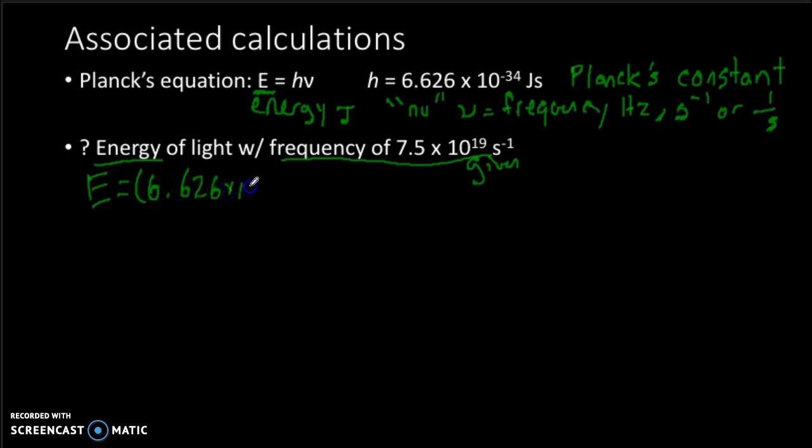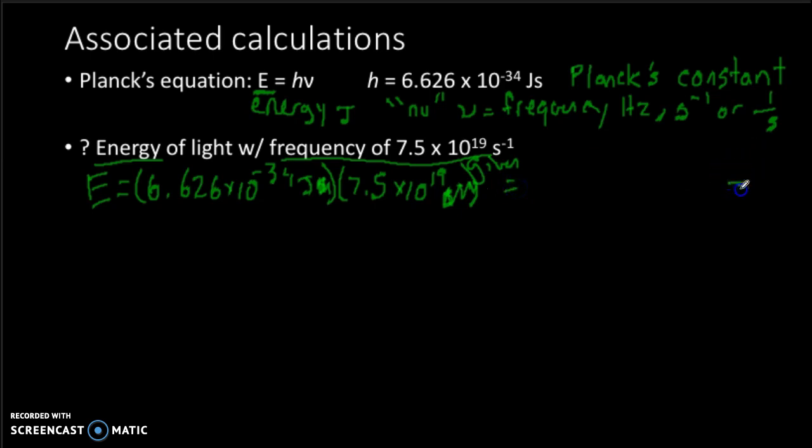Well, H is 6.626 times 10 to the -34th joules times seconds, times my frequency, my nu. So that's 7.5 times 10 to the +19th, s to the -1. Okay, so I've got s to the -1, so that's an inverse, and I've got seconds here. So those cancel each other out. That leaves me with joules for my unit, which should make sense.